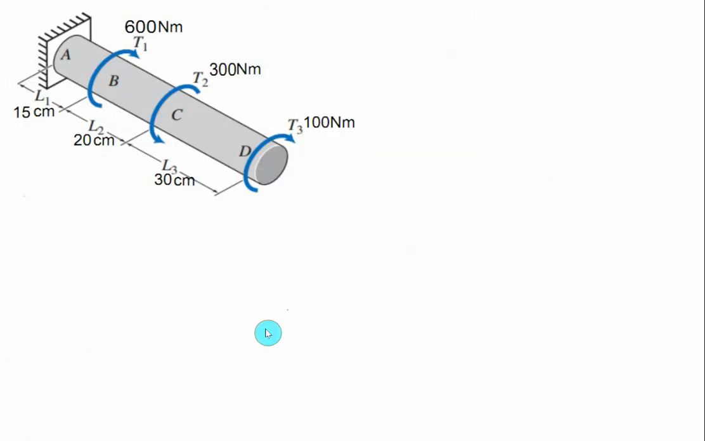Now we'll practice how to draw the torque diagram. First of all, at point D we have a constant torque equal to 100 Newton meter. This one is a clockwise torque, then this will be a counterclockwise torque, and this will be a clockwise torque. So you have to first fix the sign convention. We have fixed the clockwise torque as a positive value, and the counterclockwise you will take as a negative value.